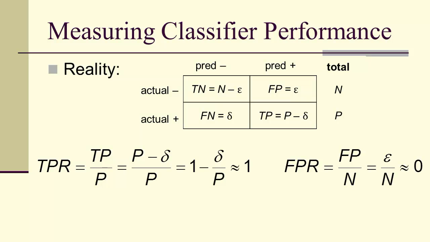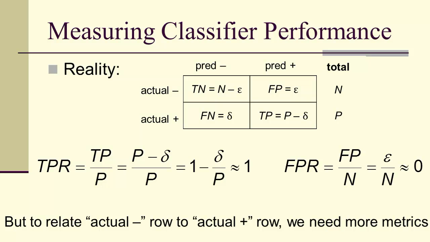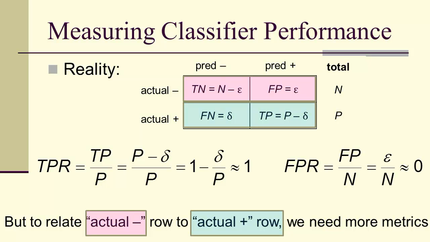Now let's go back to reality. So we've got the true positive rate is approximately 1 and the false positive rate is approximately 0. But notice that we could have a situation where epsilon was, say, small with respect to capital N but large with respect to capital P. So we actually need the actual negatives, we need to also relate those to the actual positives. And to do that, we're going to need more metrics.